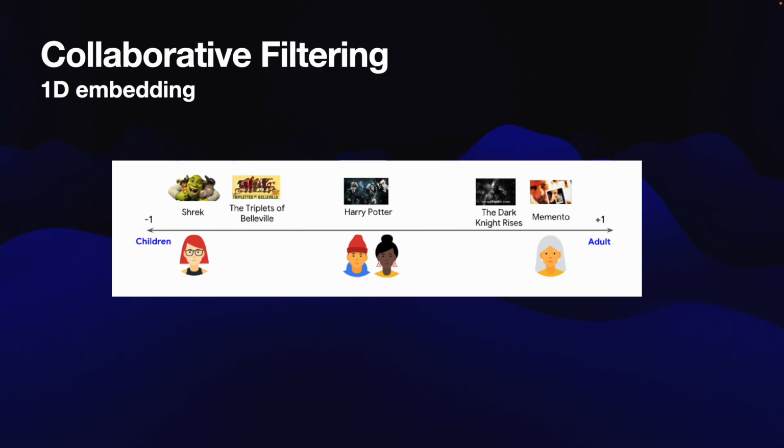So for example, you could have an embedding which represents the age of the person. If it's -1, then the user is a child, but if it's +1, then they're an adult, and they will like more adult movies. Somewhere in between you have the teenagers who just like Harry Potter. So this is a one-dimensional representation of all the users, right?